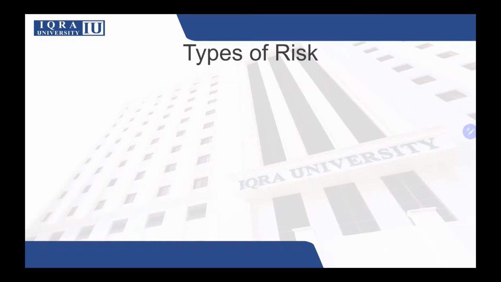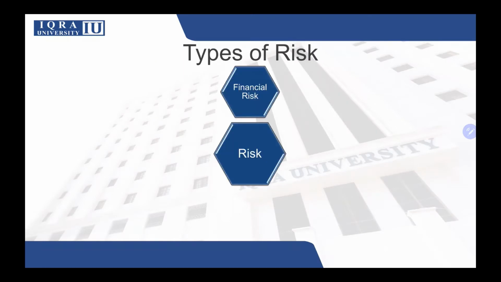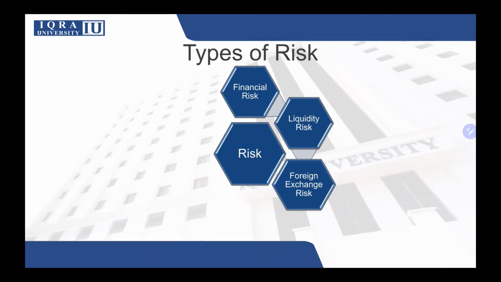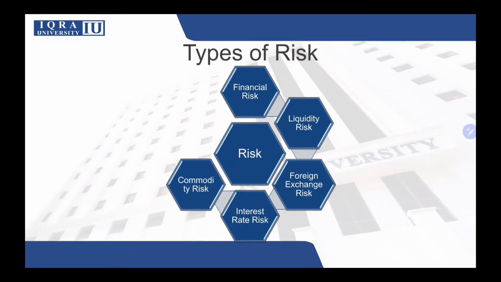So what are the different types of risks? Number 1, we have financial risk, then liquidity risk, foreign exchange risk, interest rate risk, commodity risk, and counterparty risk. There are many more risks related to a business, but these are the risks that are related to the Treasury Department. Now we're going to go into each type of risk.